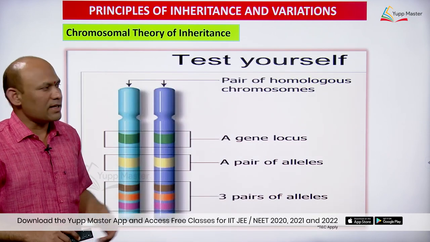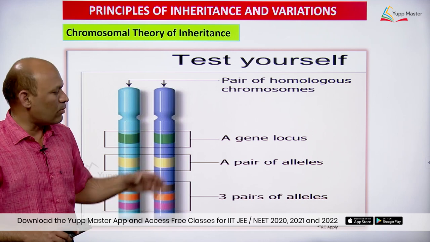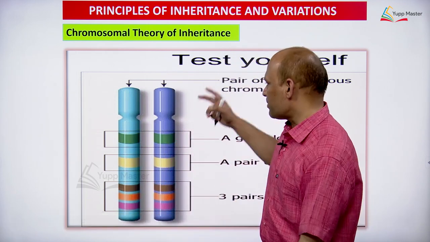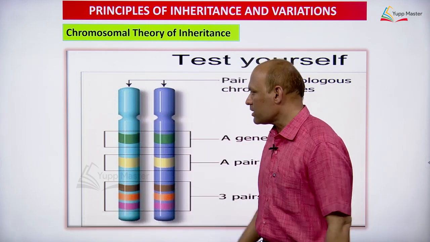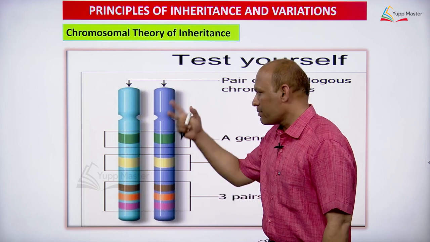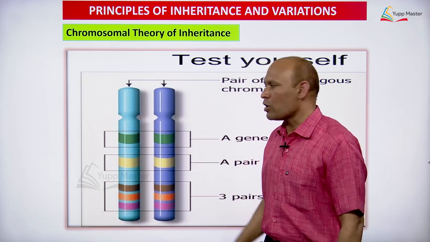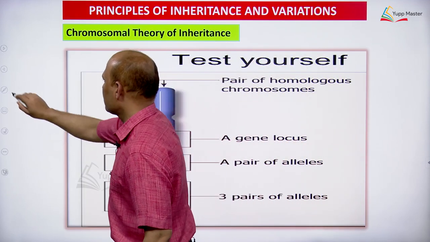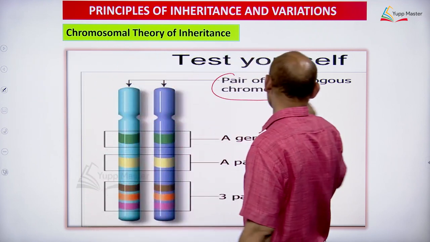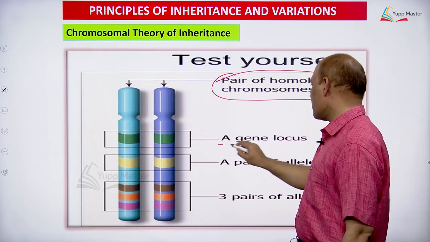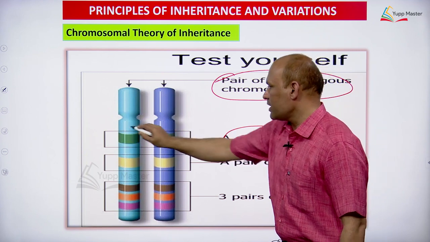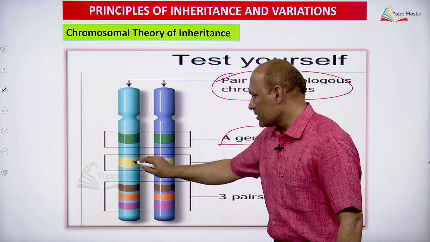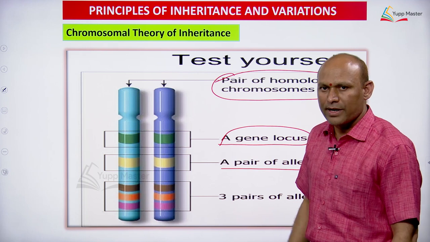Let us check your understanding. Test yourself. I have brought this to see how well you understood the concept. This is one chromosome, this is another chromosome, dear students. So chromosomes are in pairs. This is one pair of homologous chromosomes. Are you able to see? Yes, see, a gene locus. I have shown the gene locus. You see, a pair of alleles, this is one and this is one. So a pair of alleles has been shown here.